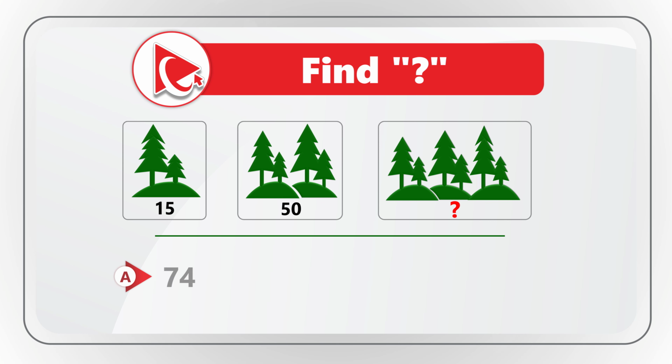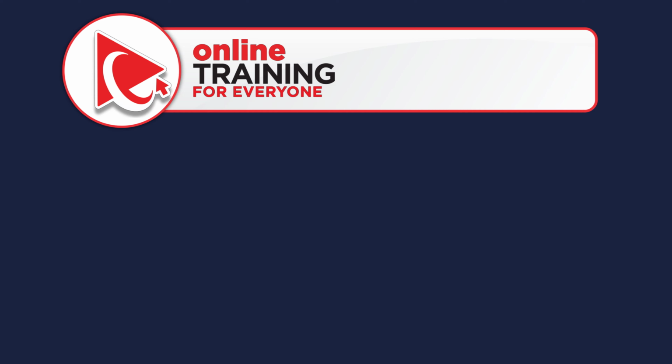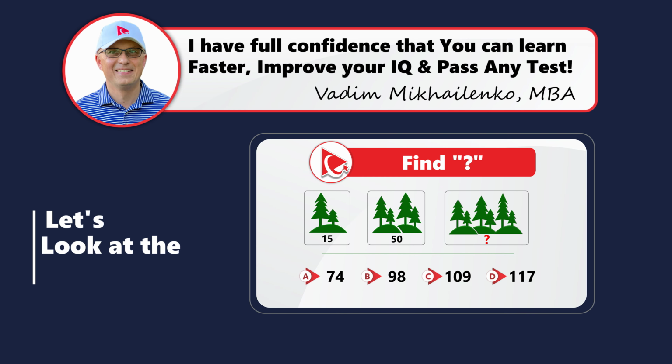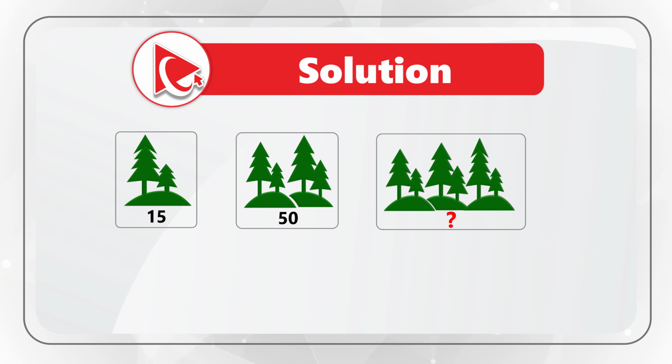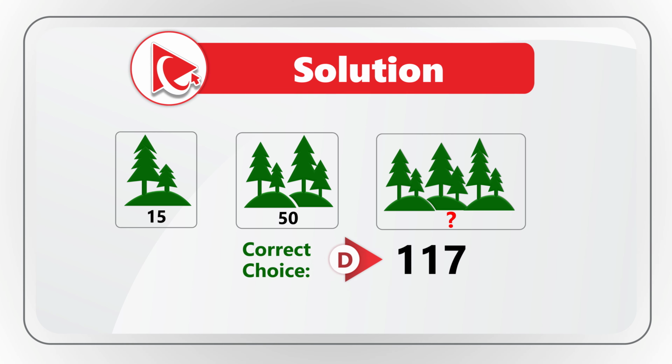Choice A, 74. Choice B, 98. Choice C, 109. And last but not least, choice D, 117. Take a close look, maybe pause this video to see if you can come up with the solution. On my end, I'm moving forward to share with you my version. And obviously, if you have a better way to solve it, please make sure to post in comments. As you might have calculated, the correct answer here is choice D, 117. Let's take a close look why.